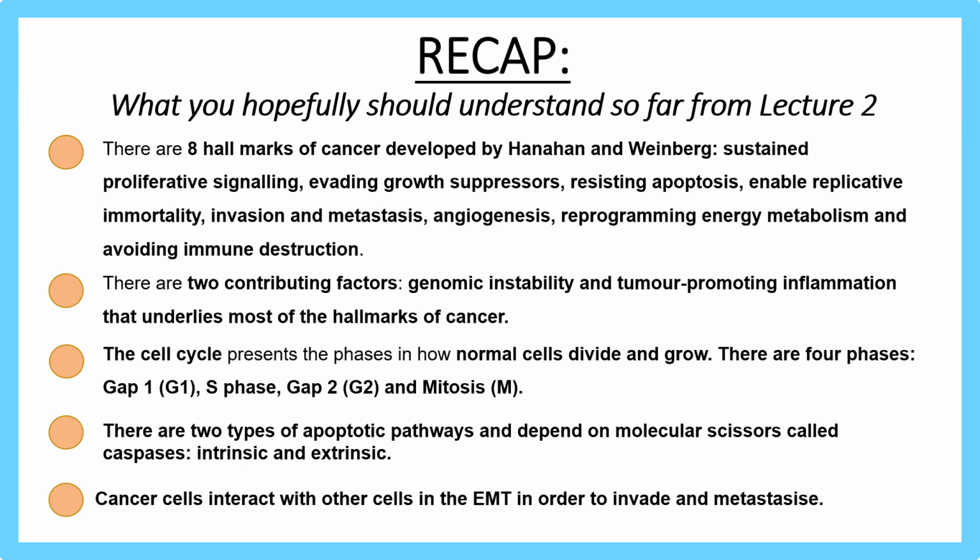Now, the cell cycle presents how normal cells divide and grow, and there are 4 phases: gap 1, S phase, gap 2, and mitosis. There are 2 types of apoptotic pathways, intrinsic and extrinsic, and that depends on molecular scissors and enzymes called caspases. Cancer cells interact with other cells in the epithelial-mesenchymal transition in order to invade and metastasize. To have further information on all of these key points, please refer to Lecture 2. There is a supporting glossary to help understanding any of the keywords.